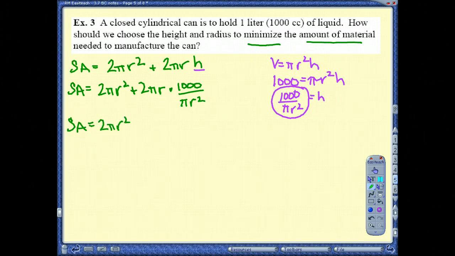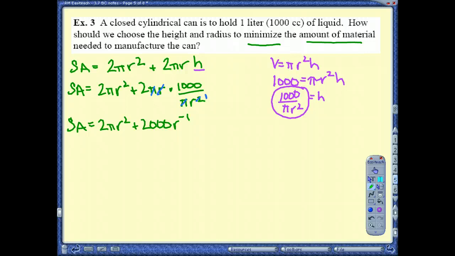So if I simplify that, one of my r's is going to cancel. So one of these r's is going to cancel with one of these r's. I still have one left. The pi's are going to cancel. Remember, I'm going to be taking the derivative of this, so I'm going to go ahead and bring up the r. So I'm ready. So -1.